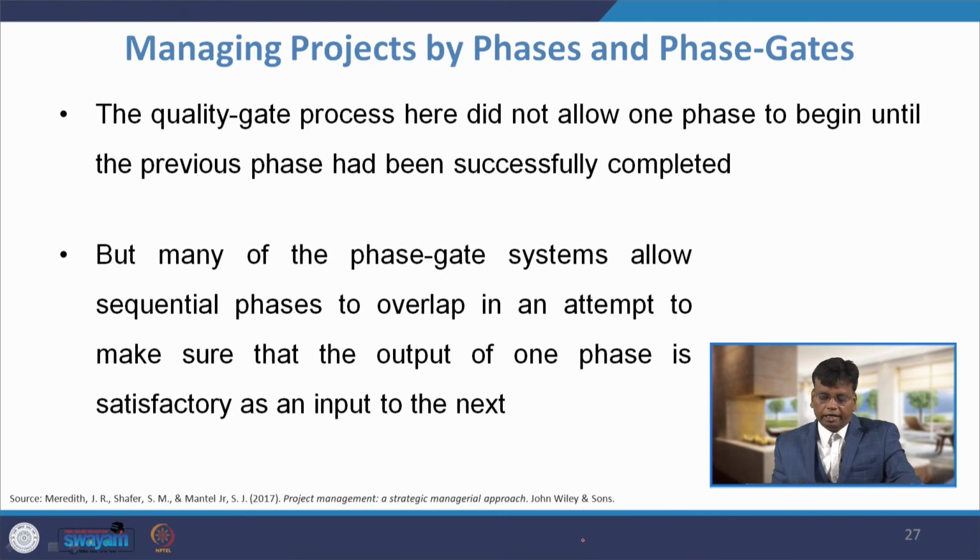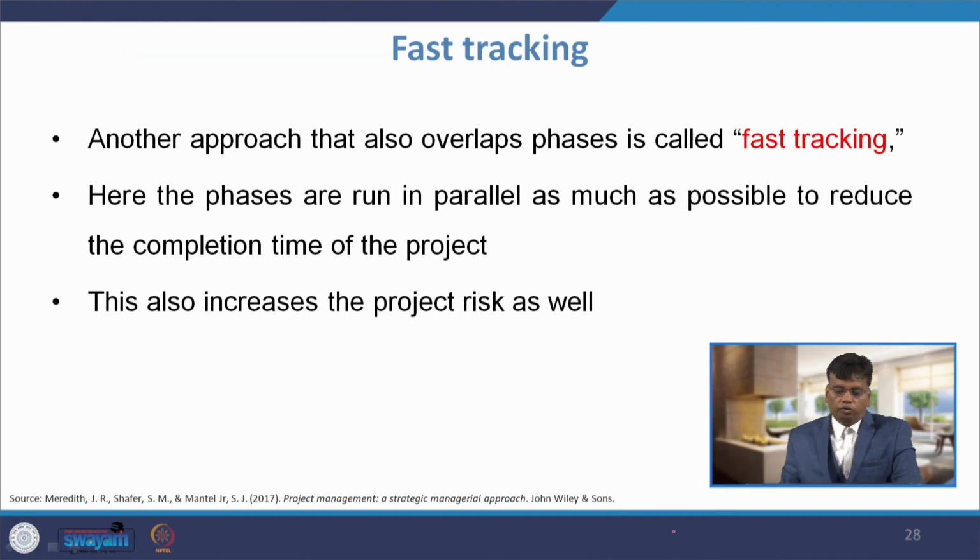But many of the phase gate systems allow sequential phases to overlap in an attempt to make sure that the output of one phase is satisfactory as an input to the next. What we can do, instead of doing it in different phases, is do it simultaneously. Managing all the phases of the project simultaneously is called fast tracking. Another approach that also overlaps the phases is called fast tracking. Here the phases are run in parallel as much as possible to reduce the completion time of the project.